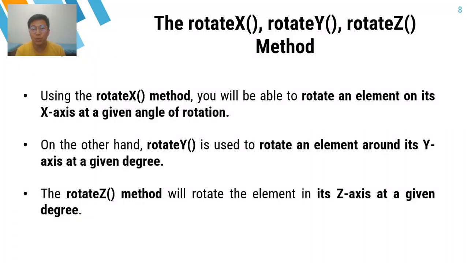Now, we can also use rotate X, rotate Y, and rotate Z methods. Using the rotate X method, you will be able to rotate an element on its x-axis at a given angle of rotation. On the other hand, rotate Y is used to rotate an element around its y-axis at a given degree. The rotate Z method will rotate the element on its z-axis at a given degree.